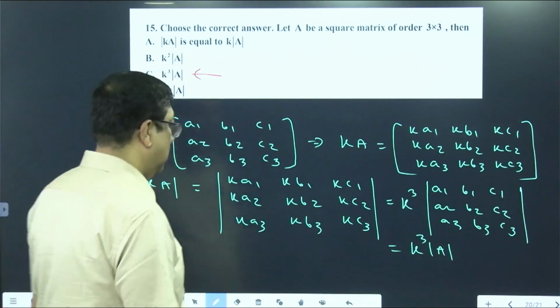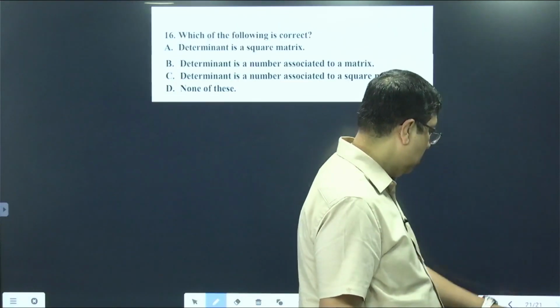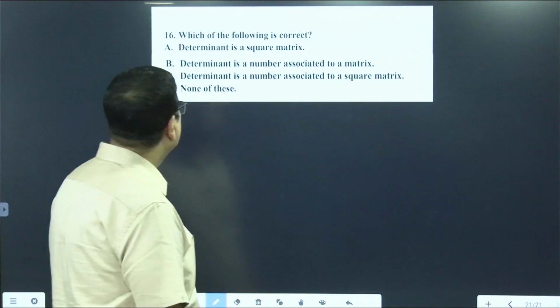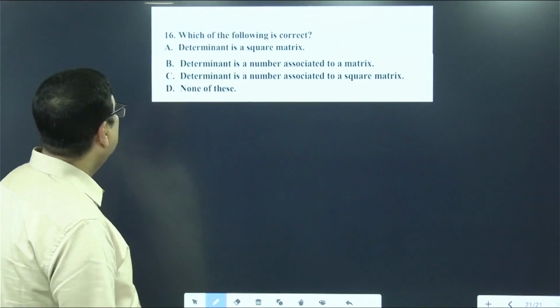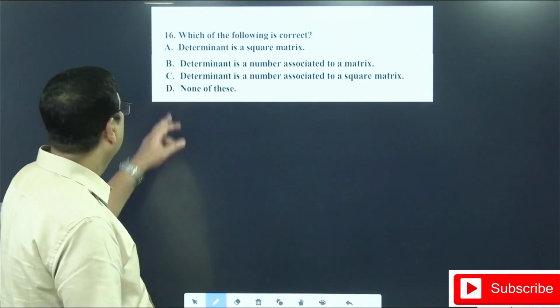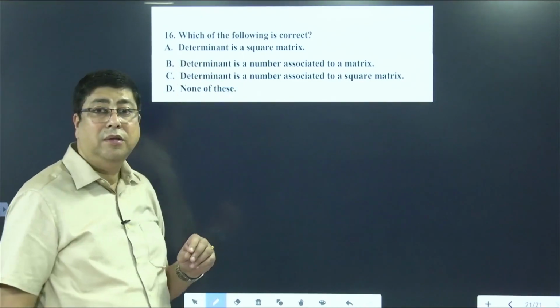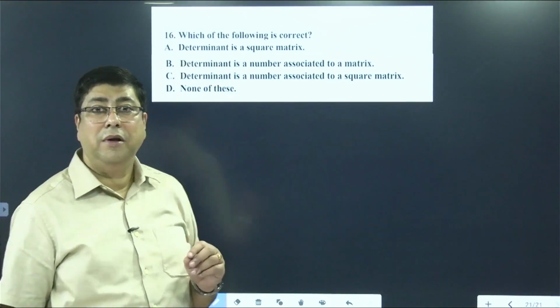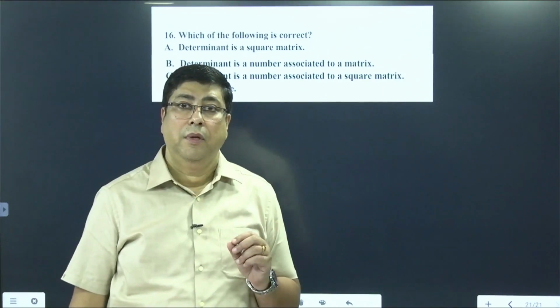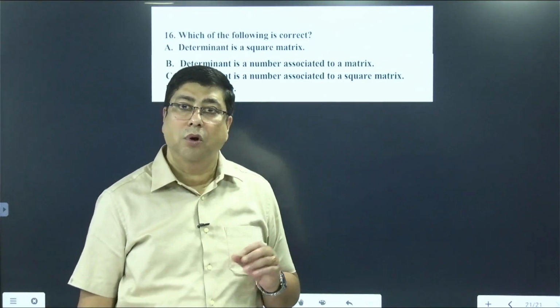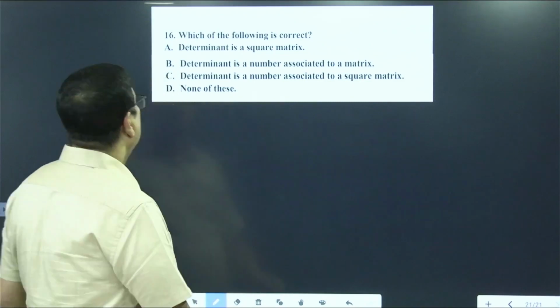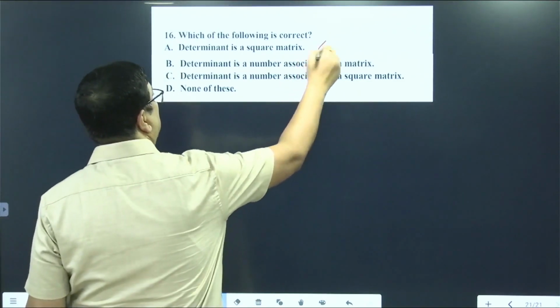Next. And this is the last question of this chapter. Which of the following is correct? Option A, determinant is a square matrix. Everybody, determinant is not a matrix. A matrix is a system and a determinant is a value. So option A is wrong.